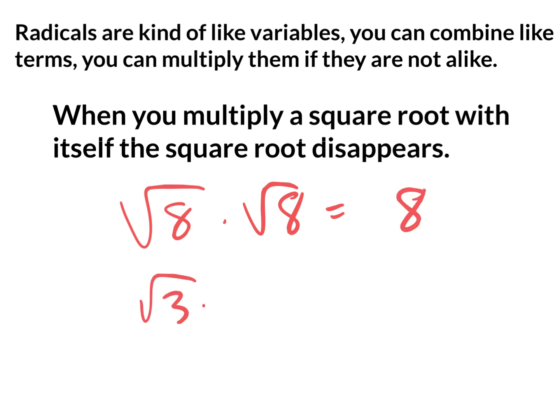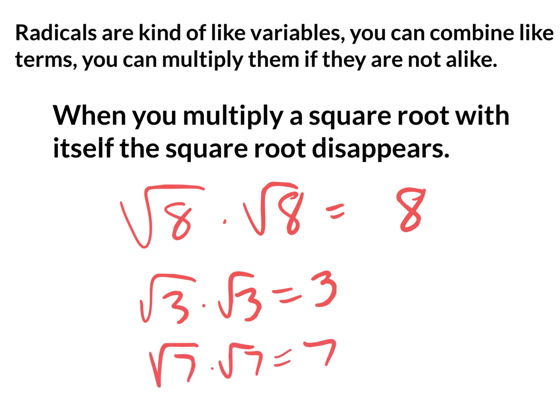What's the square root of 3 times square root of 3? Just 3. What's the square root of 7 times square root of 7? Just 7. Do you get it? Whenever you multiply a square root with itself, the square root disappears. Yes or no? Easy. What if I say the square root of 12 times the square root of 12? That's just 12. Just the square root disappears. Simple.